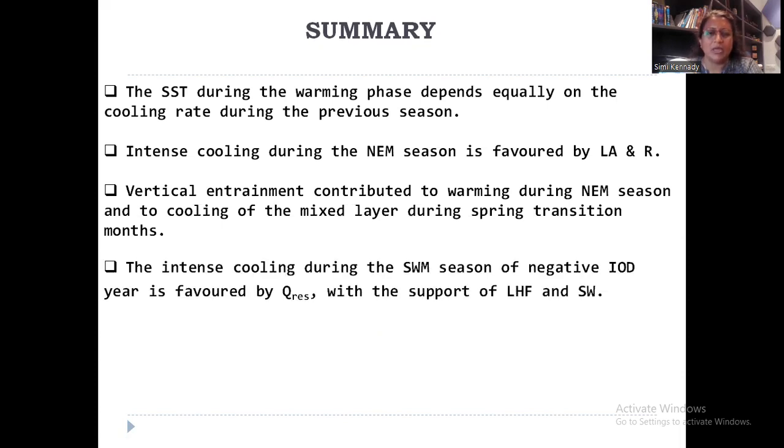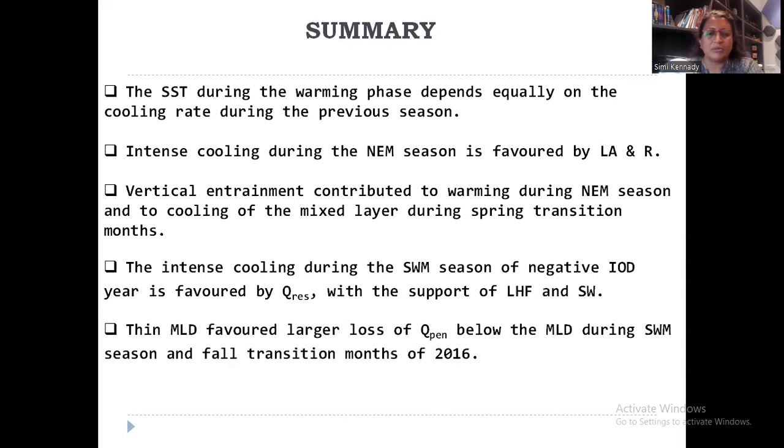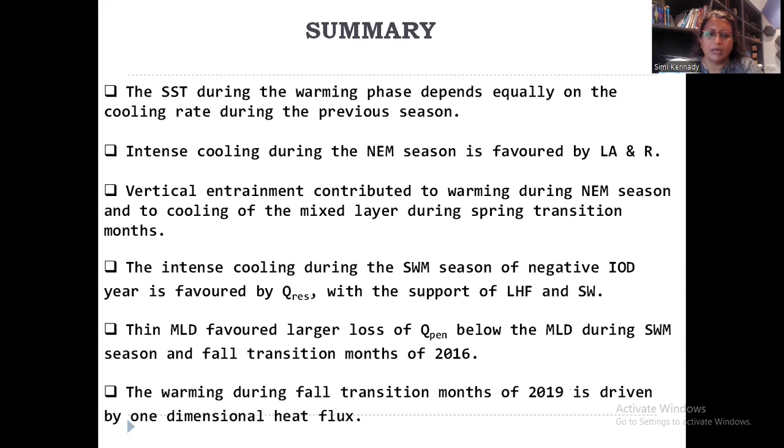And the Indian cooling during the southwest monsoon season of negative IOD is favored by the resultant heat flux with the support of large loss of latent heat flux and decrease in shortwave. And also thin mixed layer depth favored larger loss of penetrating component below the mixed layer depth during the southwest monsoon season and fall transition months of 2016. And the warming during the fall transition months of 2019 is driven by one-dimensional heat flux terms.